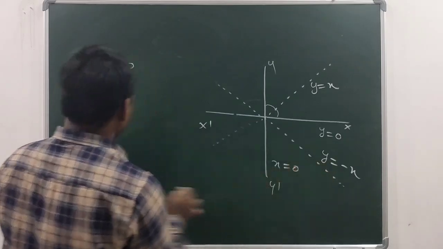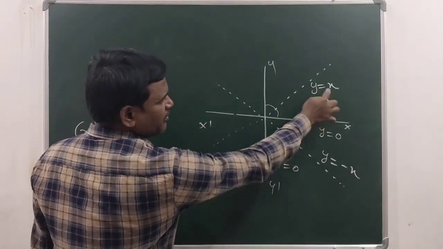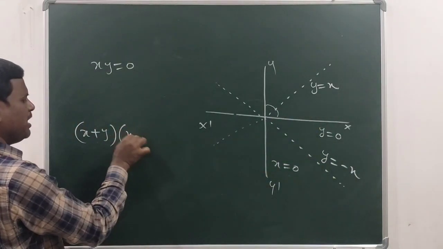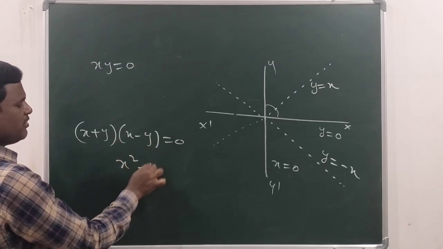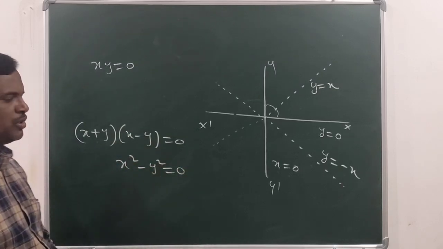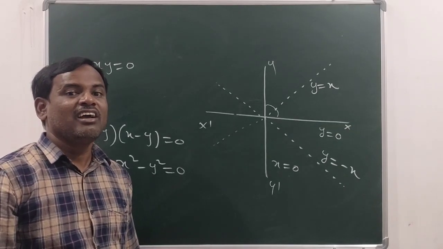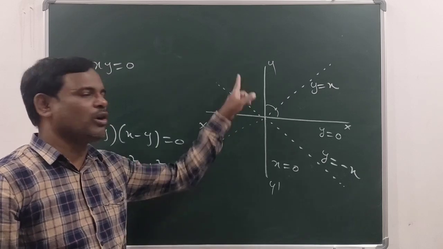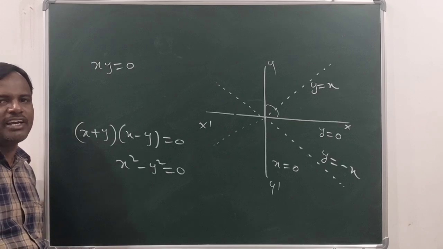Now write the combined equation. x plus y, when it comes to the left side, and x minus y, which is equal to 0. Then whose product will be x square minus y square equal to 0. So this contains the pair of lines which are the angular bisectors of the coordinate axes. Pair of angular bisectors of the coordinate axes.